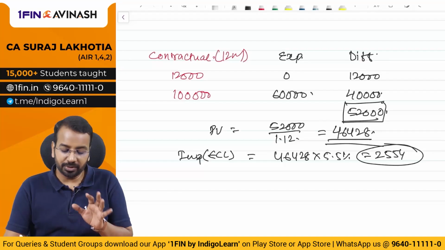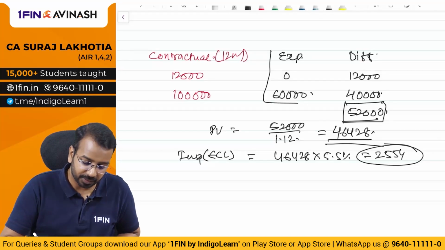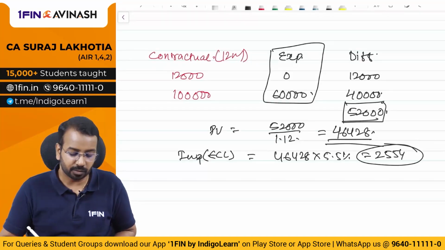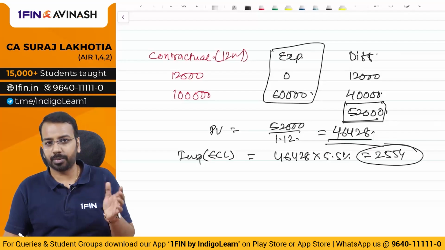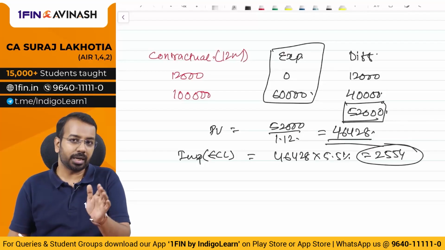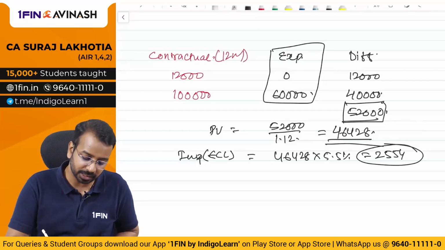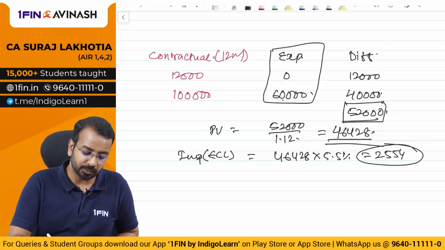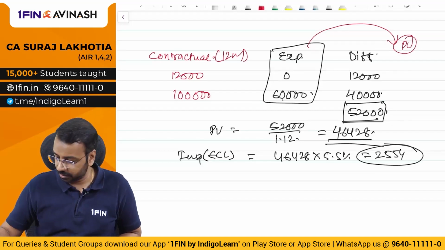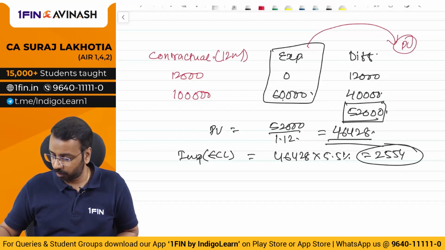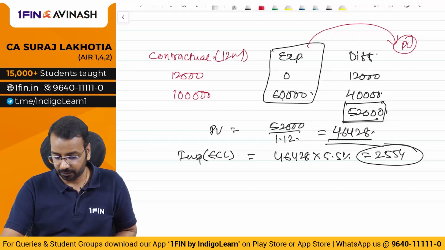Okay. Sir, can we do it in a different way? Calculate the present value of expected cash flow and find out the difference as compared to the carrying amount of 1 lakh. That also can be done. What I am saying here is, what is the present value of 60,000? The present value of 60,000 is 60,000 divided by 1.12. You get 53,571.